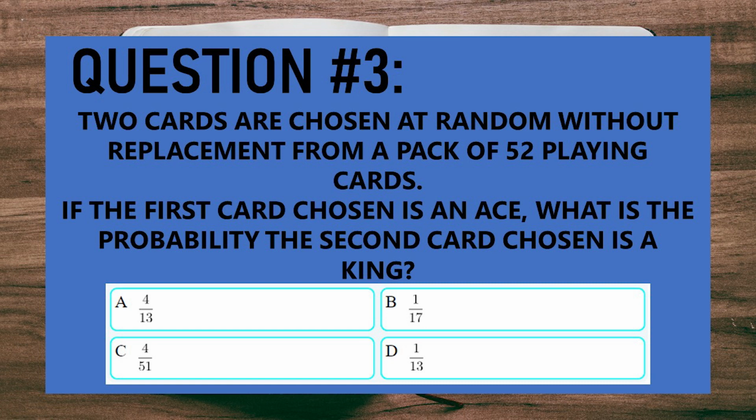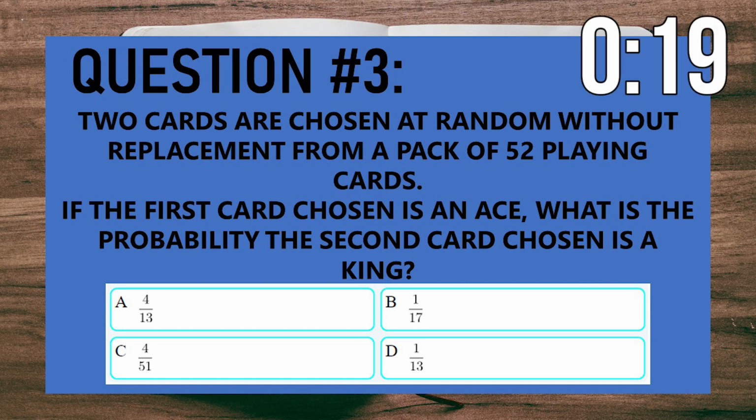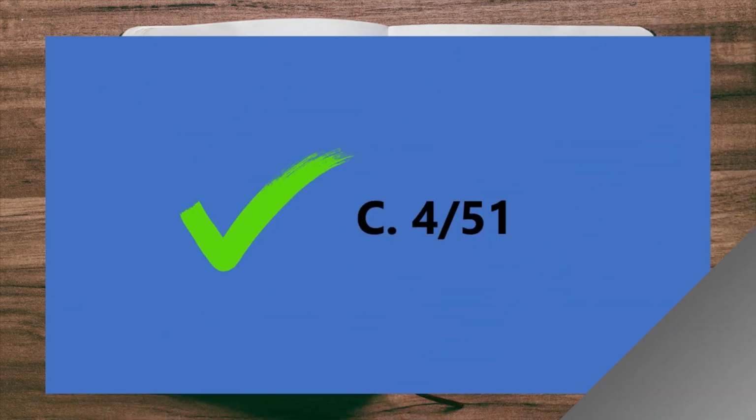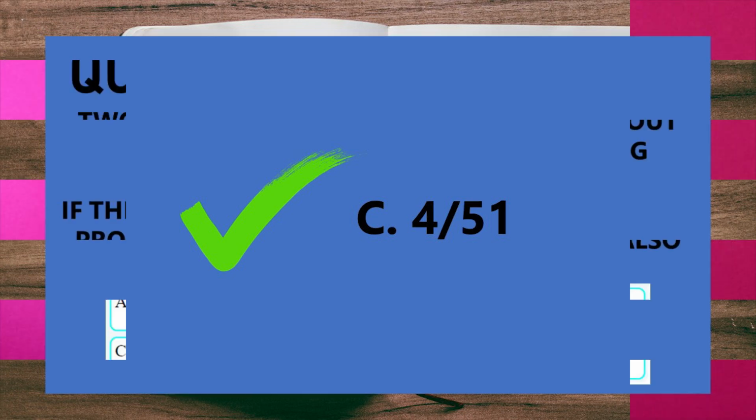Letter A, 4 over 13. Letter B, 1 over 17. Letter C, 4 over 51. Or letter D, 1 over 13. And the correct answer is letter C, 4 over 51.